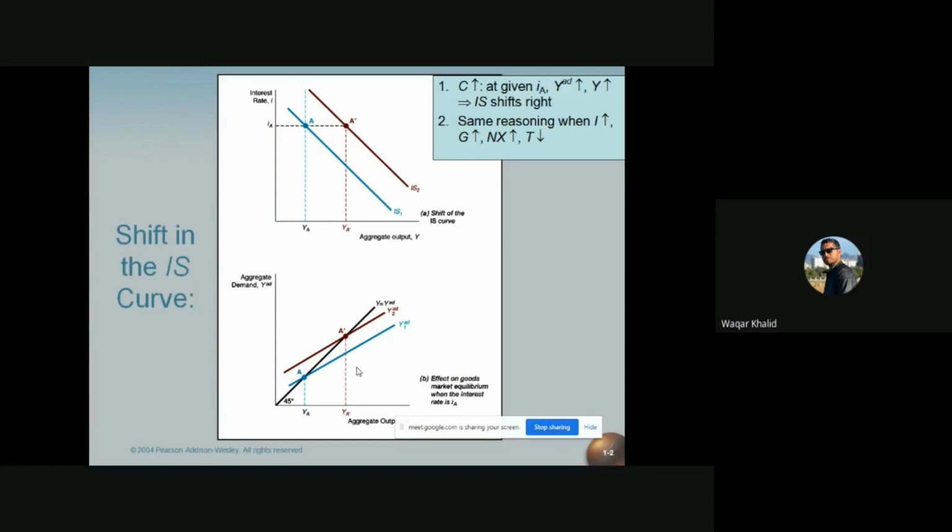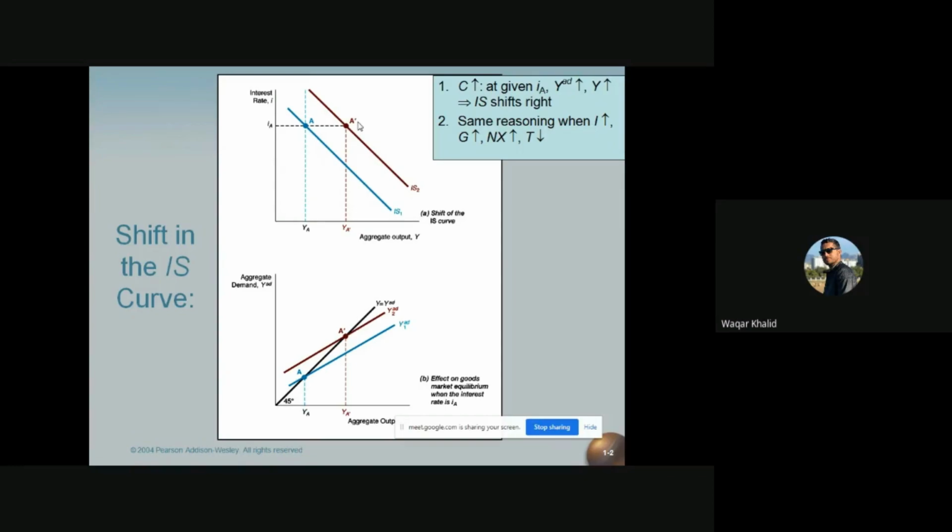So if there is an increase in government expenditures, it means Y1 AD will change to Y2 AD, and we have a higher level of aggregate output from Y1 to YA dash. YA dash is the new equilibrium level of output. And what is the result? It means the IS curve will shift from its original position to the new one, or we can say that the IS curve will shift from IS1 to IS2.